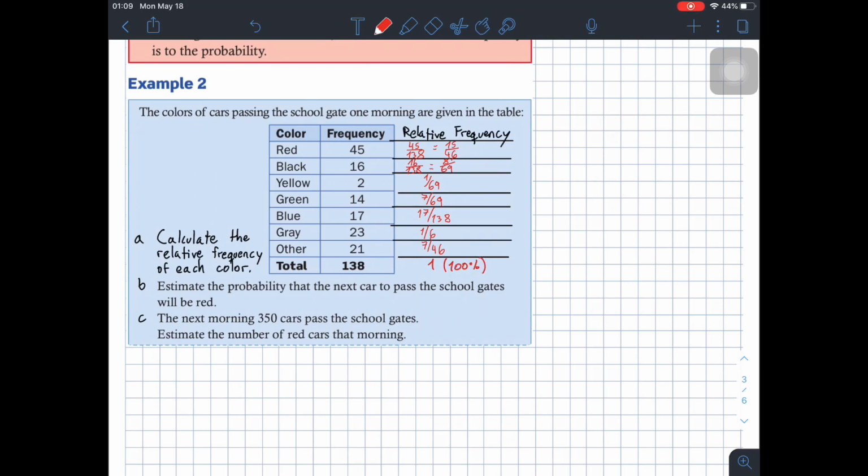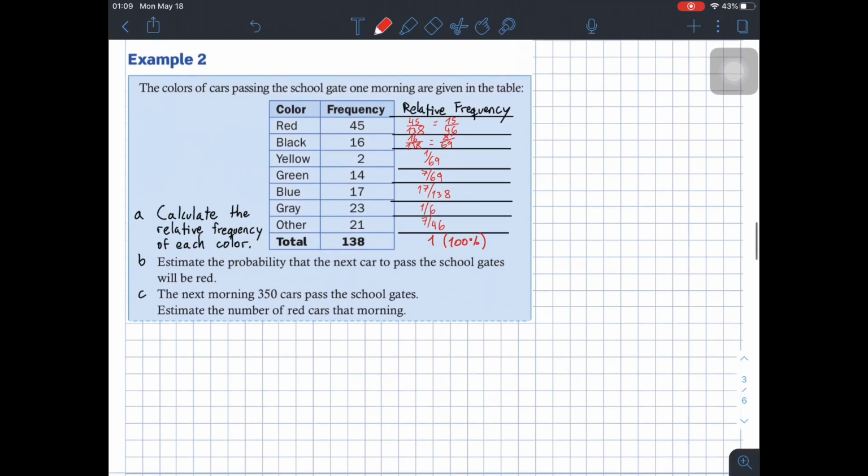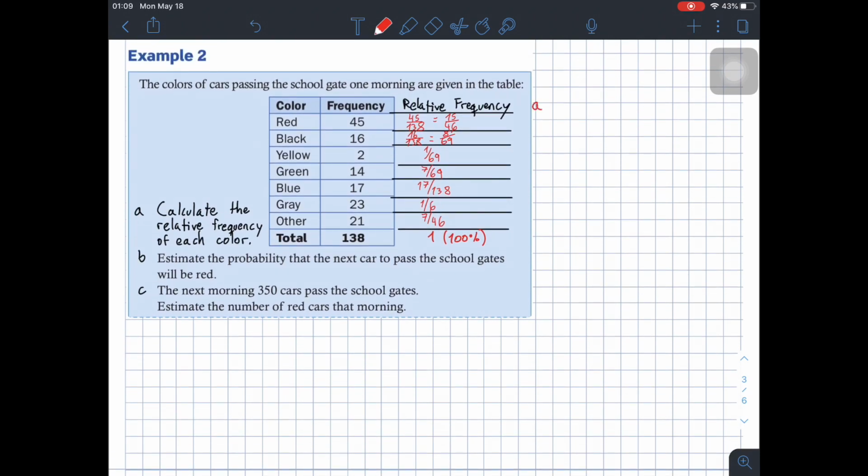So this is correct. So this is what the relative frequency is about. It's basically the frequency of each number, of each color or variable, divided by the total amount we have in the universe. Okay, so that's the first part. So this is part A.